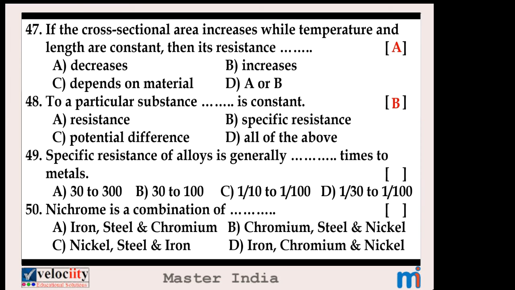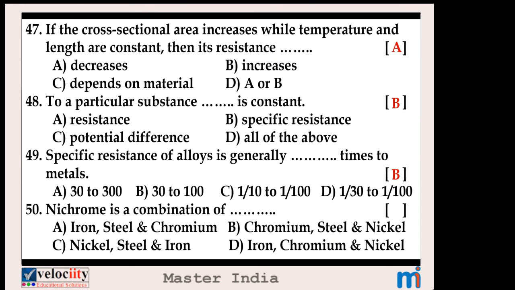49. Specific resistance of alloys is generally dash times that of metals. A. 30 to 300, B. 30 to 100, C. 1 by 10 to 1 by 100, D. 1 by 30 to 1 by 100. Option B is correct. 30 to 100.